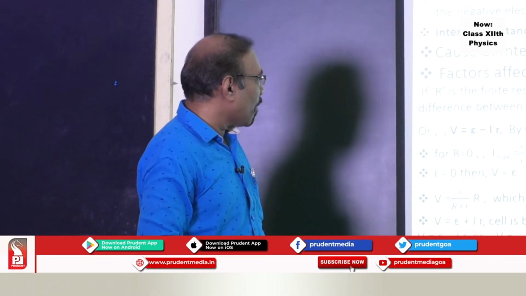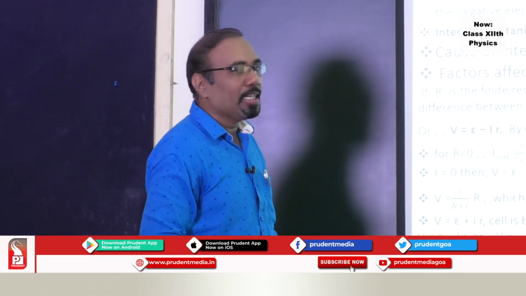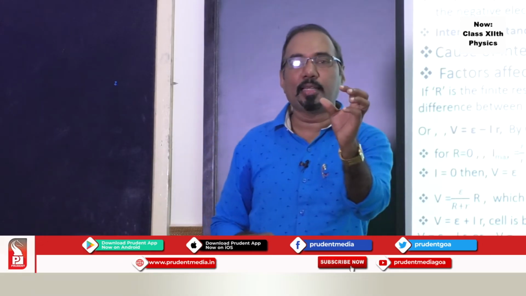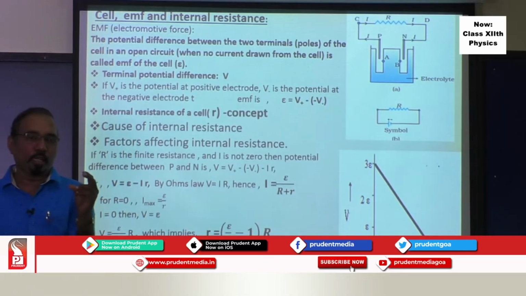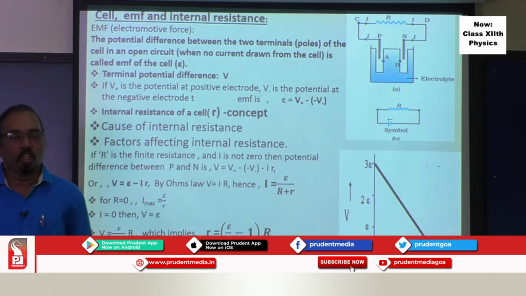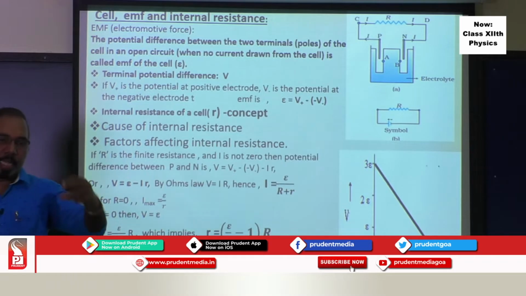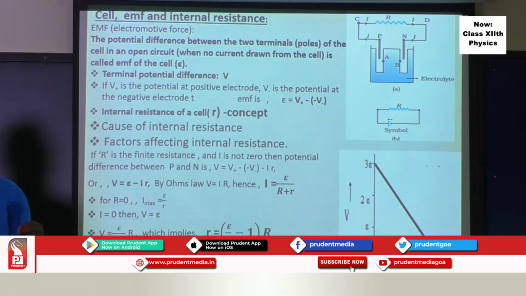When the cell doesn't supply any current, I is 0, and the terminal potential difference is the EMF of the cell. So, if you get a battery from the market and use an ideal voltmeter to measure the voltage across it, you will get the EMF of the cell. But if you measure the potential difference while the cell is sending current in the external circuit, it will be less than the actual EMF.